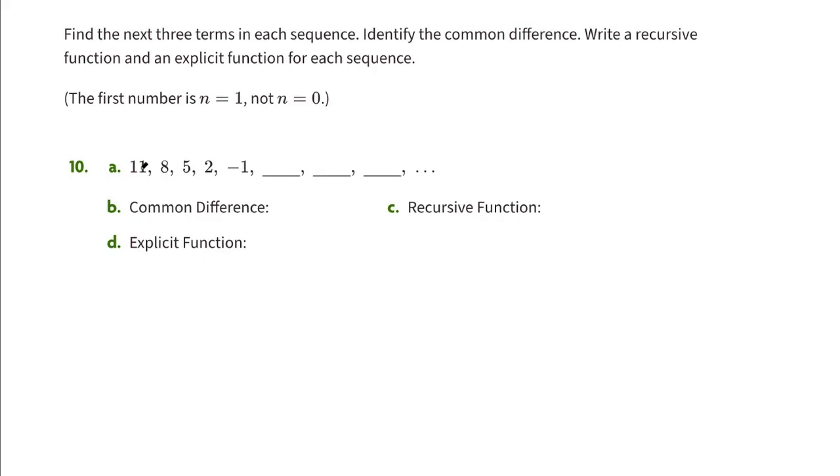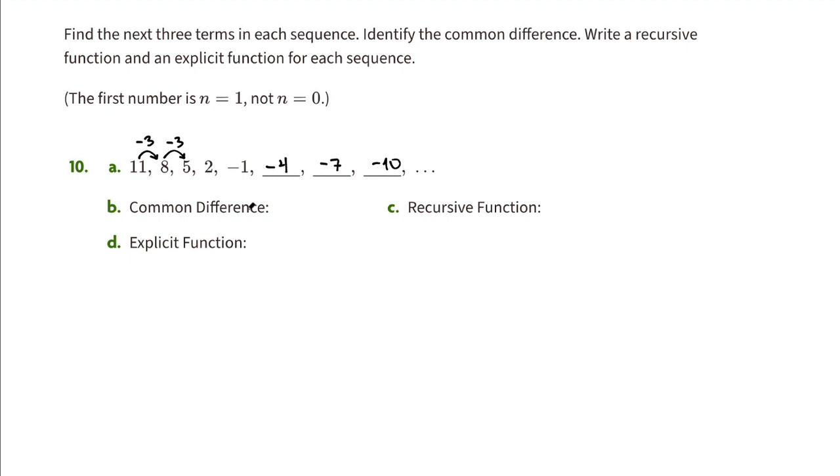Here I see that my pattern from term to term is that I am subtracting 3 each time. So if I follow that pattern, -1 minus 3 is -4, and -4 minus 3 is -7, and -7 minus 3 is -10.